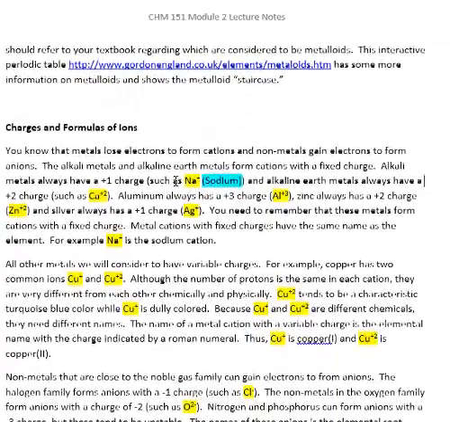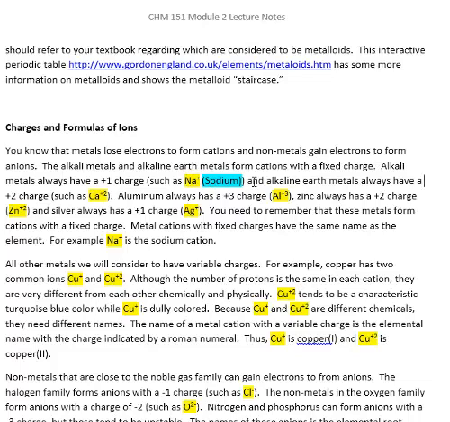Okay, so here we have such as Na positive, sodium, Ca plus 2, or calcium. Just put that, or calcium.